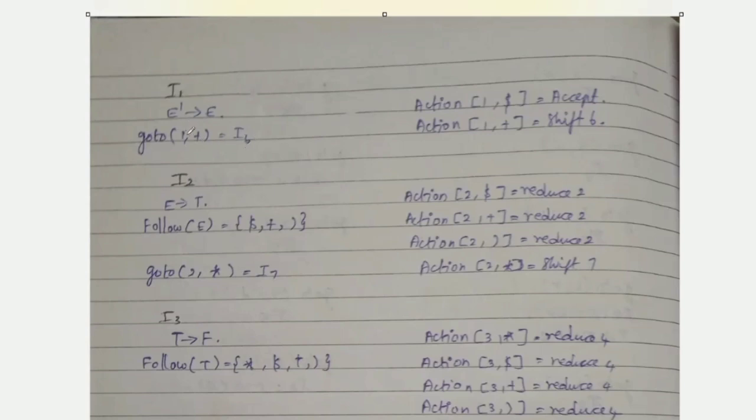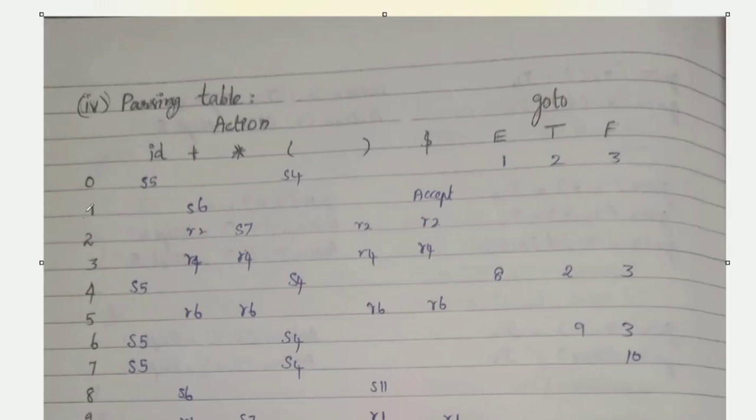Go to 1 comma plus equal to item number 6. Plus is a terminal symbol. Then write action of 1 comma plus equal to item number 6. Write it as shift 6. So in the parsing table, 1 comma dollar accept, 1 comma plus shift 6. In the given parsing table, dollar 1 accept, 1 plus shift 6.